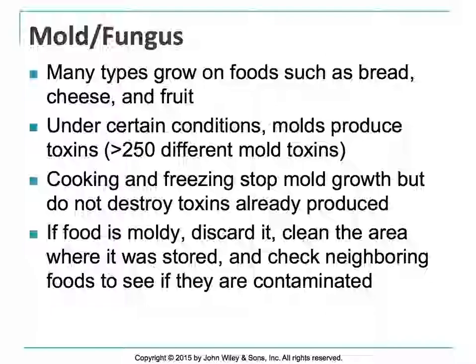Mold and fungus. Many types grow on foods such as bread, cheese, and fruit. Under certain conditions, mold produces toxins, and there are over 250 different mold toxins. Cooking and freezing does stop mold growth, but it does not destroy toxins already produced. If a food is moldy, discard it, clean the area where it was stored, and check neighboring foods to see if they're contaminated.